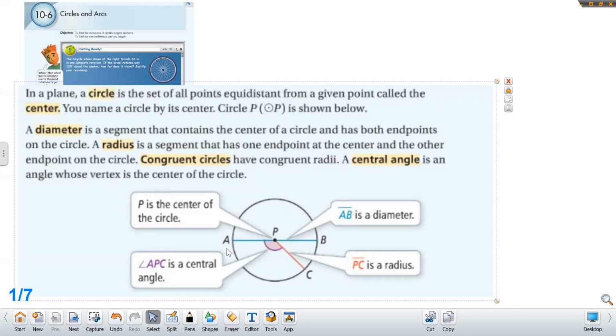Okay, look at the angle here. I have the central angle. So APC is a central angle. BPC is also a type of central angle. So that means APC is a central angle, and CPB is another central angle. Any central arc which is opposite to the central angle, both of them have the same measurement.